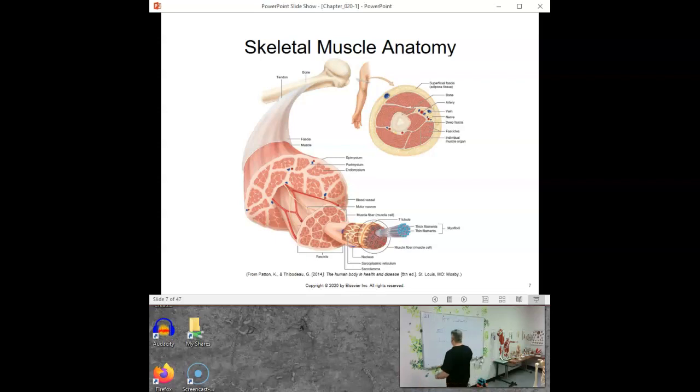So, who can tell me the 3 layers of skin from your integumentary system? Epidermis, dermis, and I want to say it was subcutaneous. Yeah, epidermis, dermis. Subcutaneous is 100% correct.